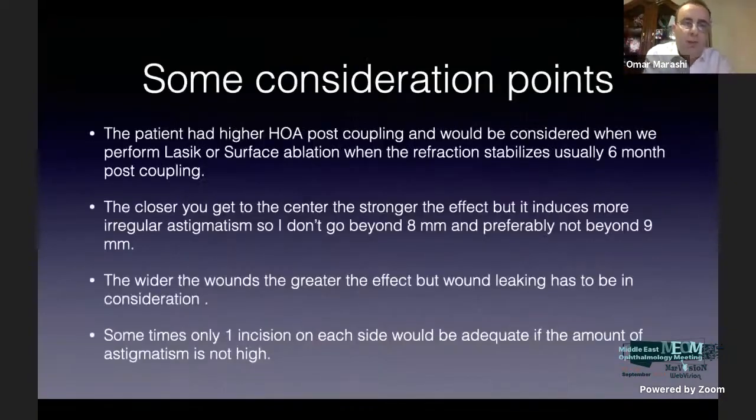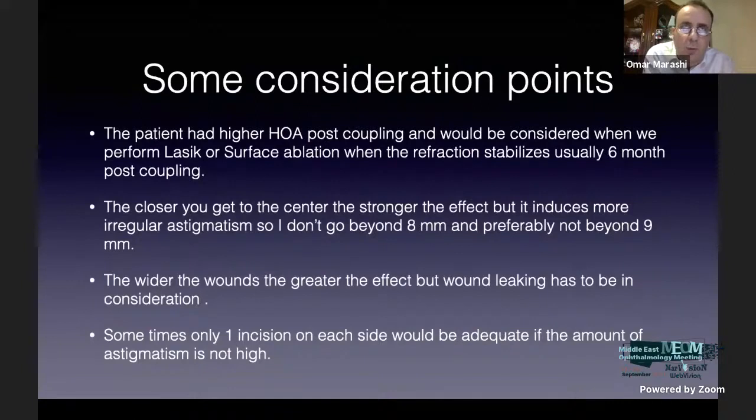Some consideration points: the patient had a significantly higher order aberration after coupling, but this is going to be taken into consideration when she undergoes LASIK or surface ablation after the refraction stabilizes. What you have to know is the closer you get to the center, the stronger the effect is, but it causes more irregular astigmatism. So I don't usually go beyond 8 or 9. Now I don't go beyond 9 millimeters.